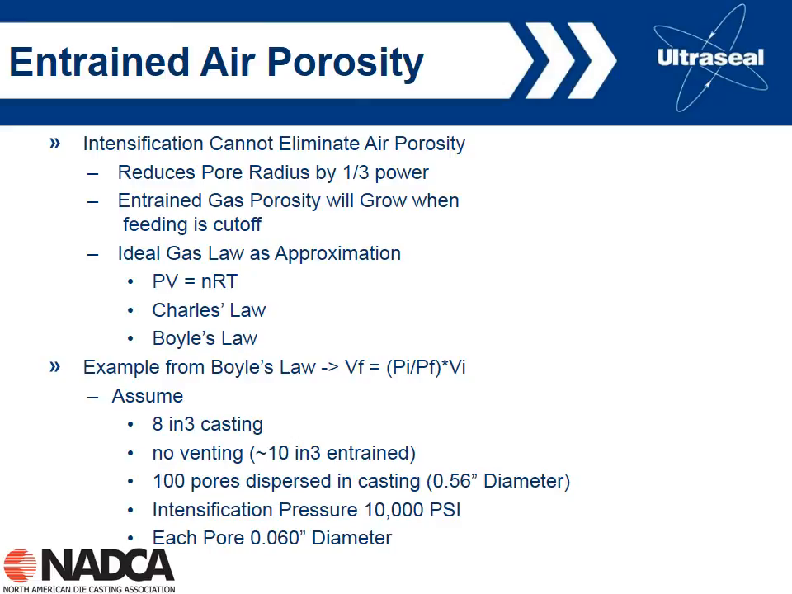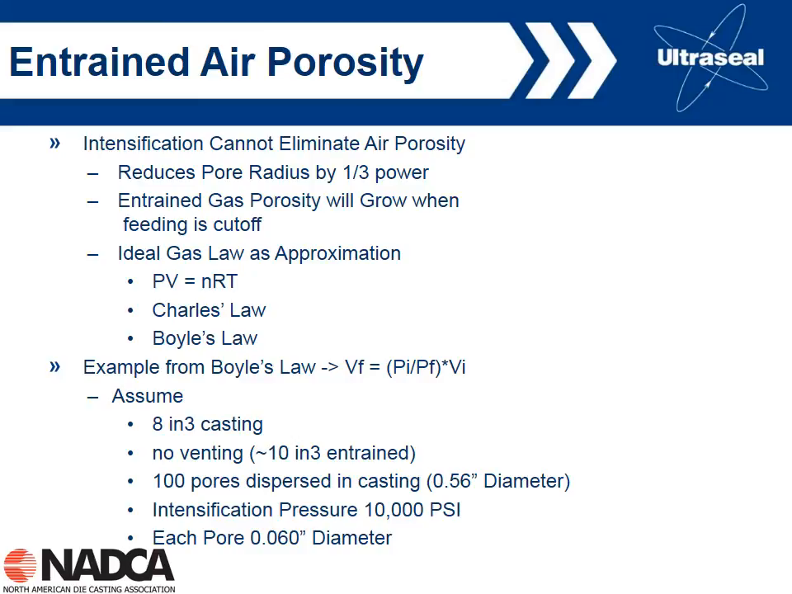If we just assume that we get 100 spherical pores dispersed in the casting at atmospheric pressure, those pores are going to be about 0.56 inches in diameter, so about half an inch. However, if we apply intensification pressure, so now this is the final pressure in the Boyle's law equation shown here. The initial pressure is atmospheric, the final pressure is 10,000 psi, and we look at the effect it has on the volume. It shrinks the pores down considerably, from 0.56 inches at atmospheric pressure to 60 thousandths of an inch at 10,000 psi. So this is the effect that intensification is having.